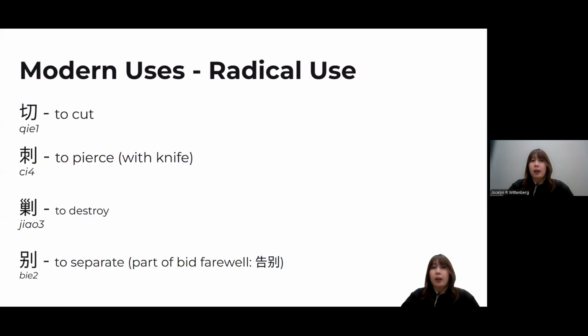A little bit of modern uses and radical uses. As you can see here, there's just different usages of the word dao and how it's used. So in the first one, we have 切, which means to cut. Second one we have 刺, which means to pierce with a knife. Third one we have 搅, which means destroy. And the final one we have 别, which means to separate or to part or bid farewell to, which again, that blade, more of that metaphorical implications.